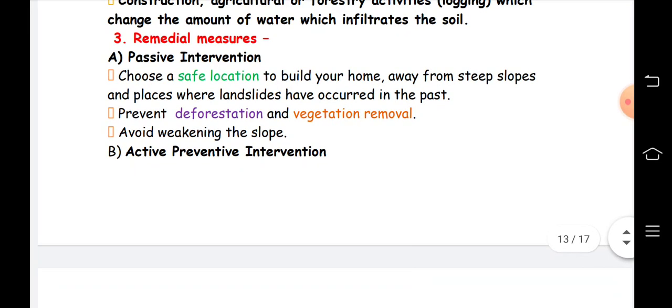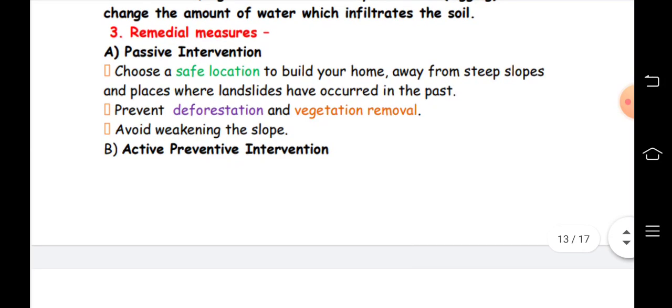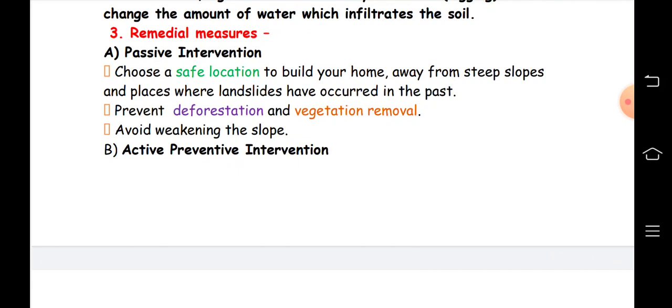Then the remedial measures. What are the remedial measures we will take to avoid this landslide? First is passive intervention.